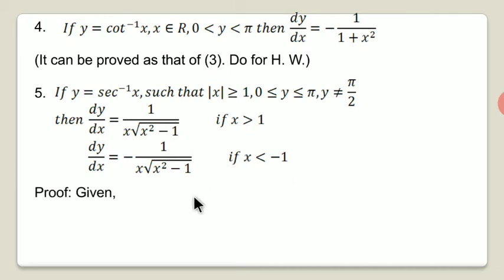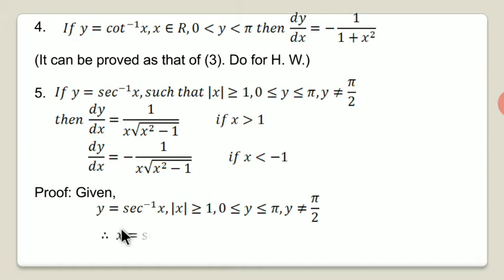So the proof: given y is equal to sec inverse x, mod x is greater than or equal to 1, 0 less than or equal to y less than or equal to pi, y not equal to pi by 2. Now this y is equal to sec inverse x gives x is equal to sec y. We call this relation number 1.